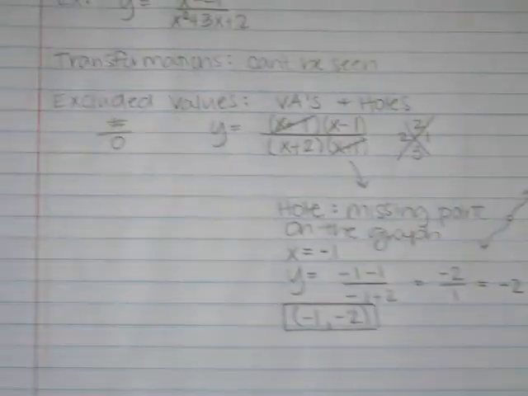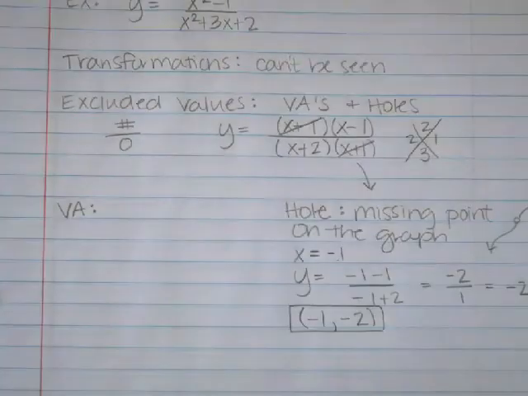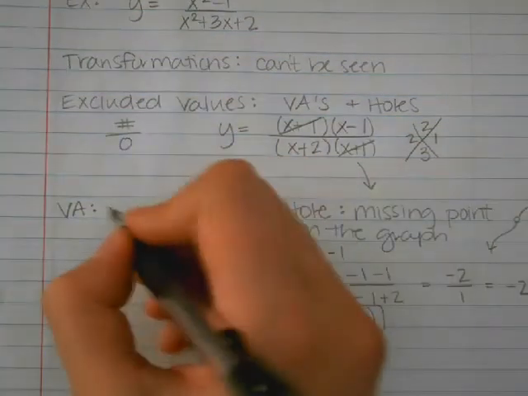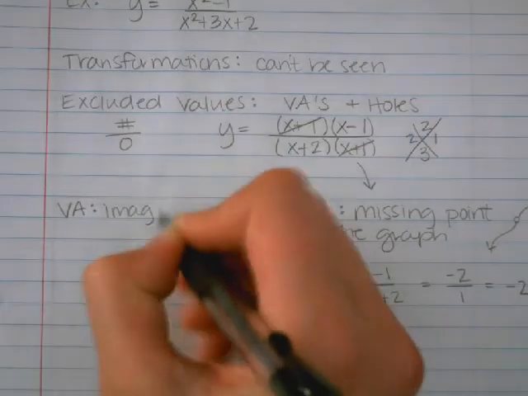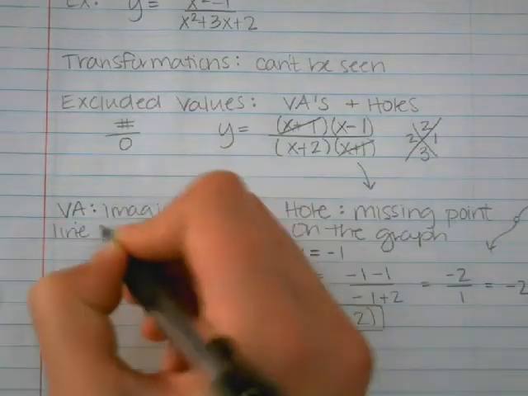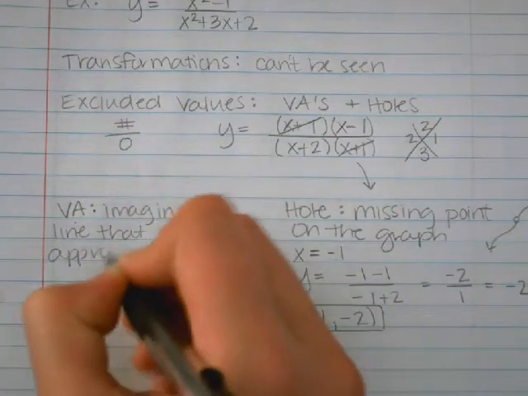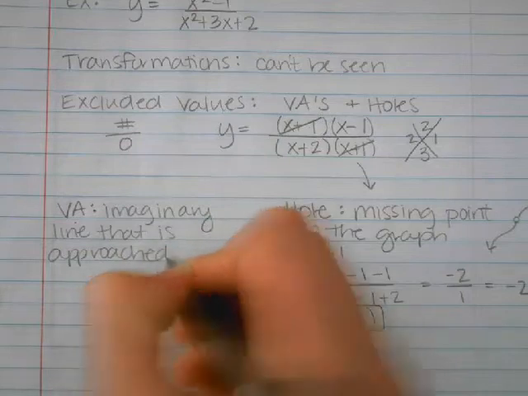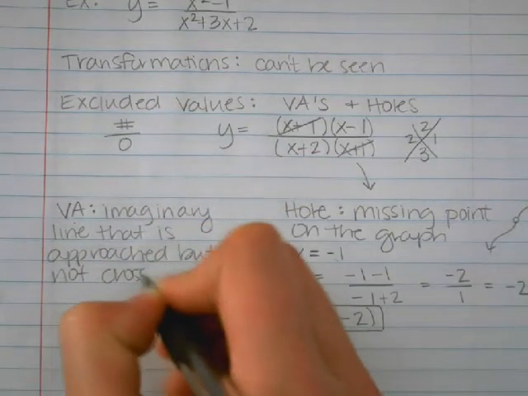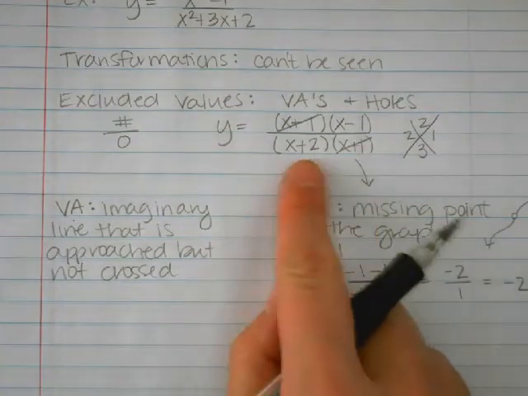So there's the hole. A vertical asymptote is an imaginary line that is approached but not crossed. And for us, that's going to come from the other excluded value.